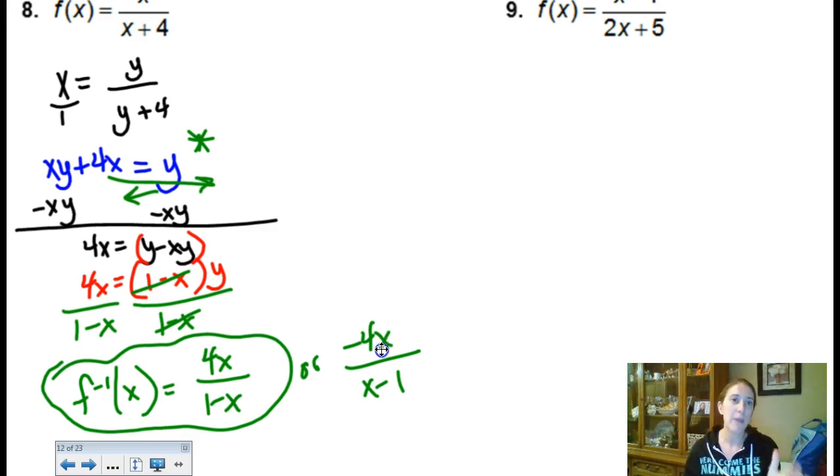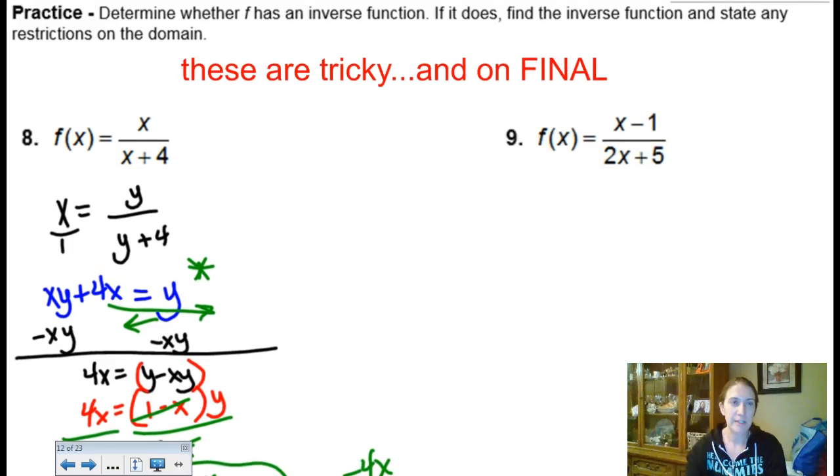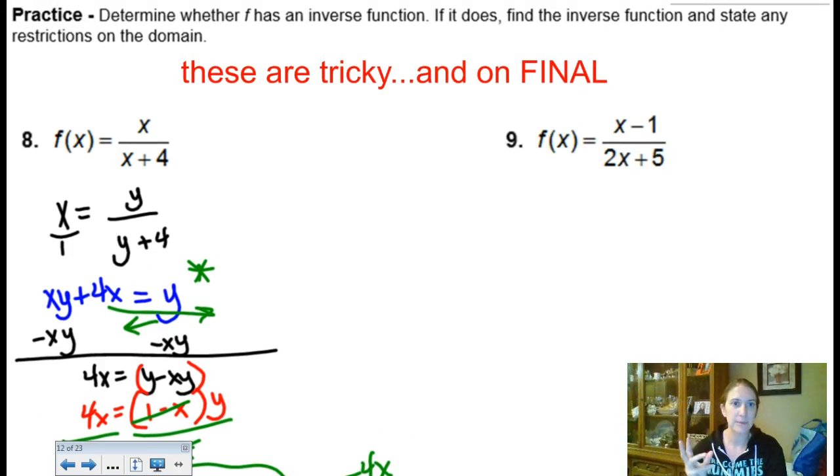So don't panic if you're looking at my answer key or the back of the book, and you're going, oh, mine looks similar but weird. You're probably equivalent if you were careful, so don't panic. When I give a test, my answer keys have every single possible weird algebraic manipulation of the answer you can give.